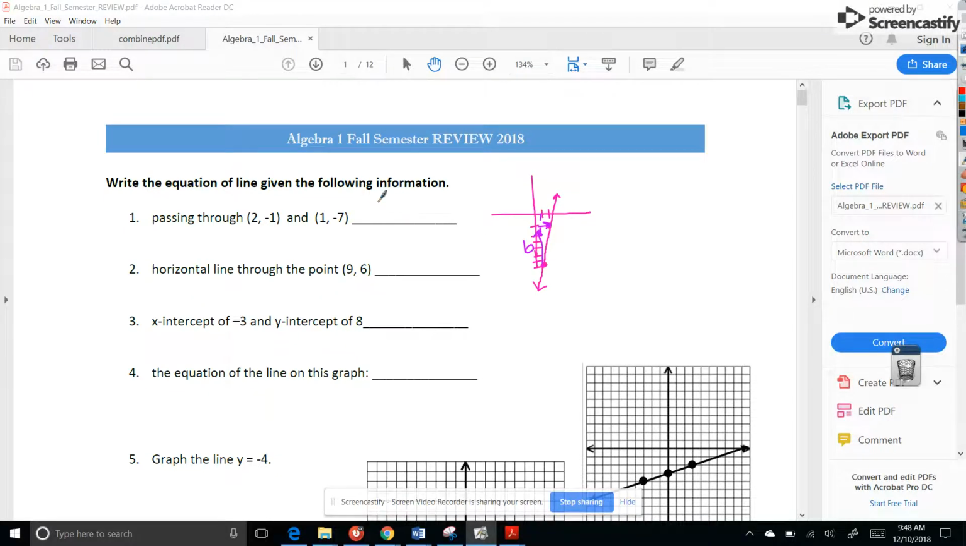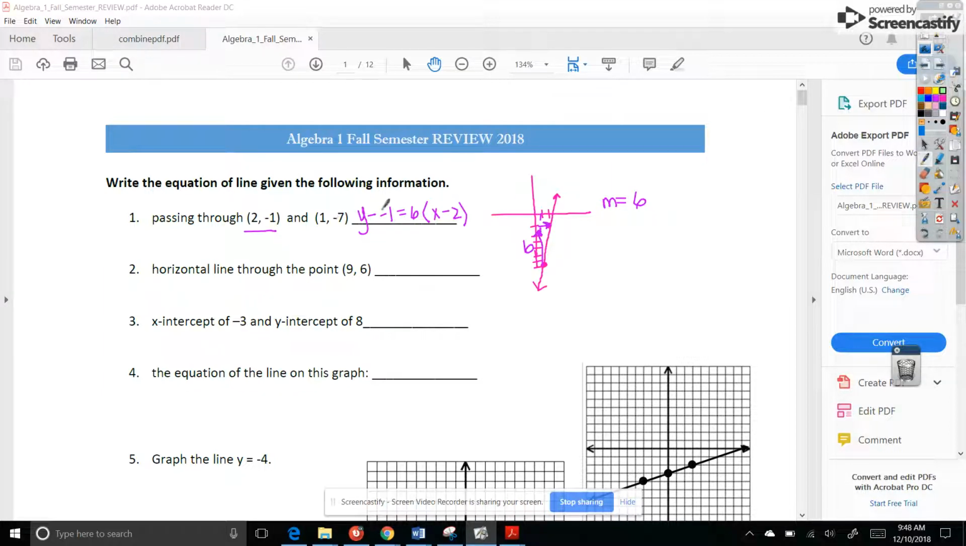I'm going to use point-slope form because I have a point, I know the slope. 6 over 1. So why don't I just use this first point? Point-slope form is y minus my y value, equals the slope times x minus my x value. I have a minus minus, so I'm going to make that a plus. And there's my final answer.